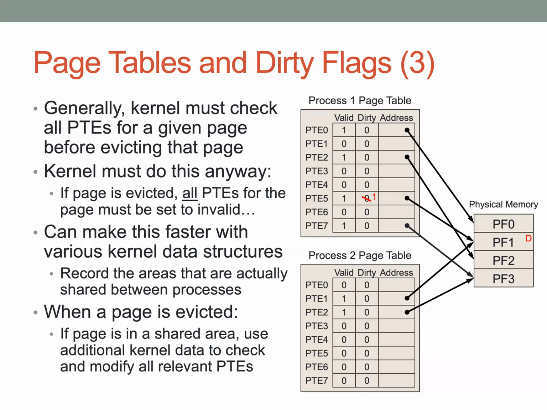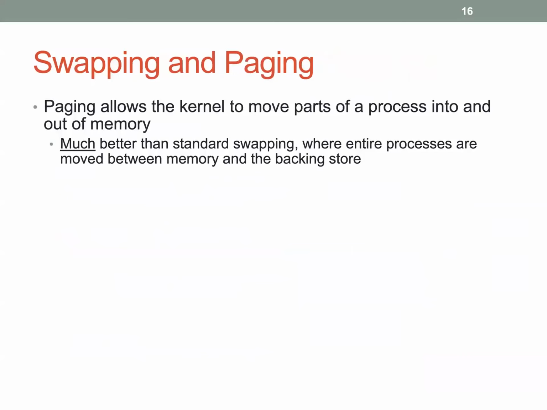The solution is really simple. It's basically always use the kernel page table entry to do the writing, and don't write through the user address space, because that'll set the dirty bit on the PTE. It's not too hard to figure out, but you should still be aware of this issue of aliasing. Okay, so hopefully that'll help in a few days when you've recovered from Project 3 and are ready for Project 4.